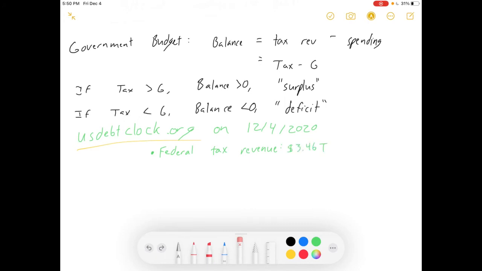I checked it on December 4th, 2020, and what did I get? I found that federal tax revenue at the time for the year was $3.46 trillion. That's how much money they've collected from the people. Federal spending in the same time was $6.67 trillion.